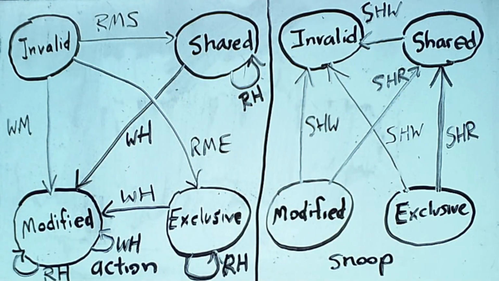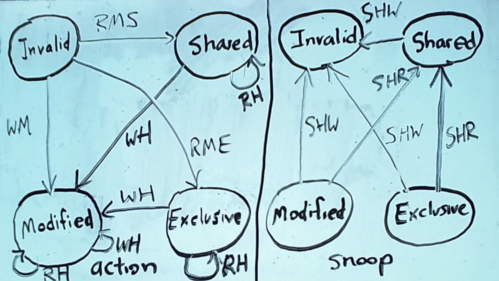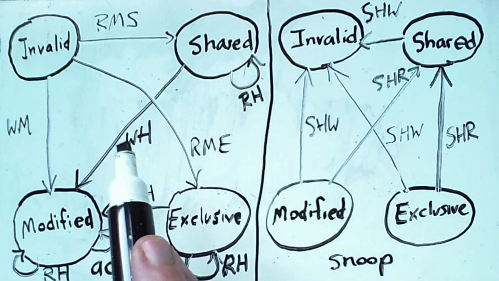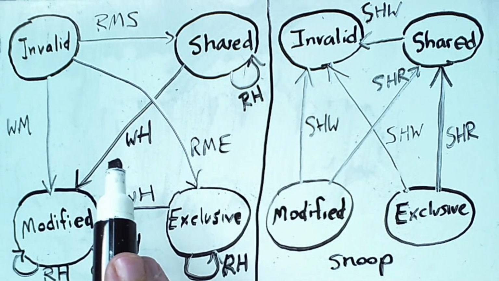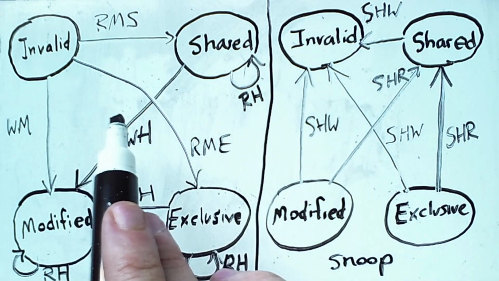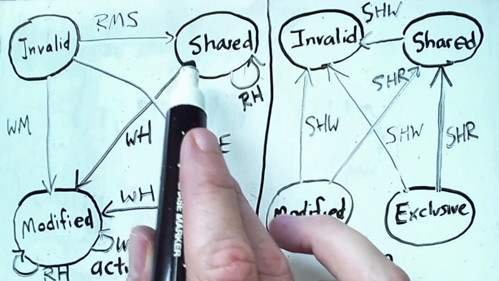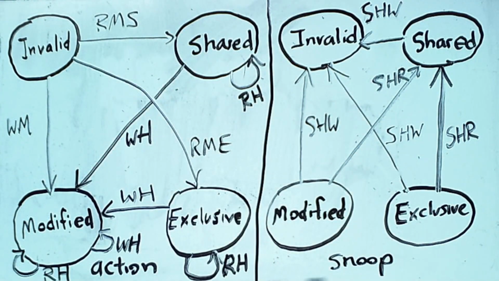Now that doesn't mean that the data was in a shared state in other caches. The data could have been in an exclusive state or a modified state in other caches. But at the point where this initiating cache does a read, it will cause that data to be shared both within this cache initiating the action and within a snooping cache that had access to it.